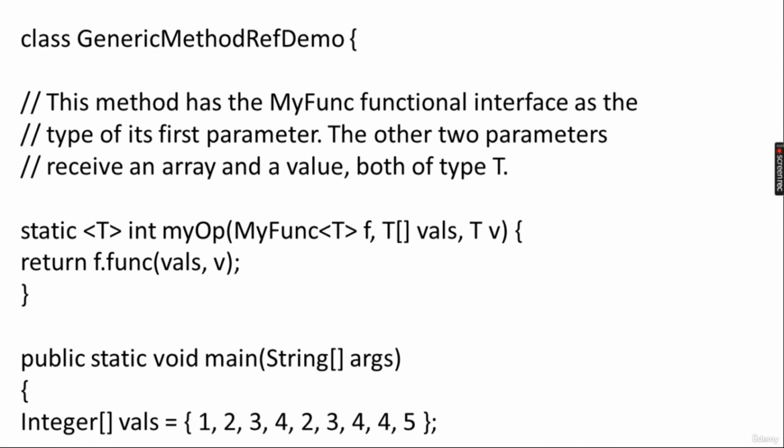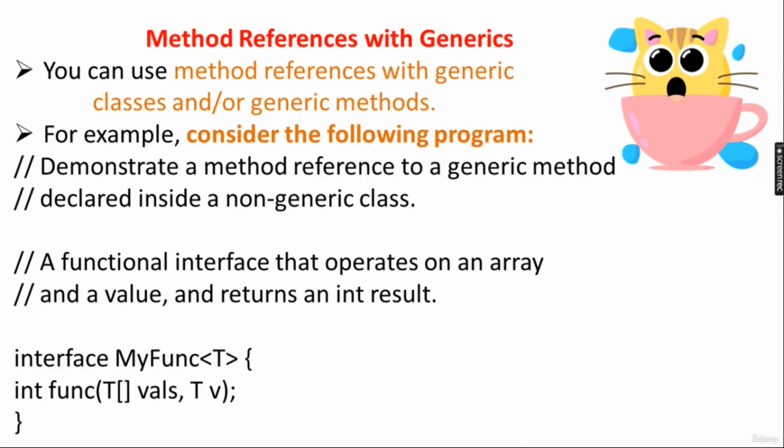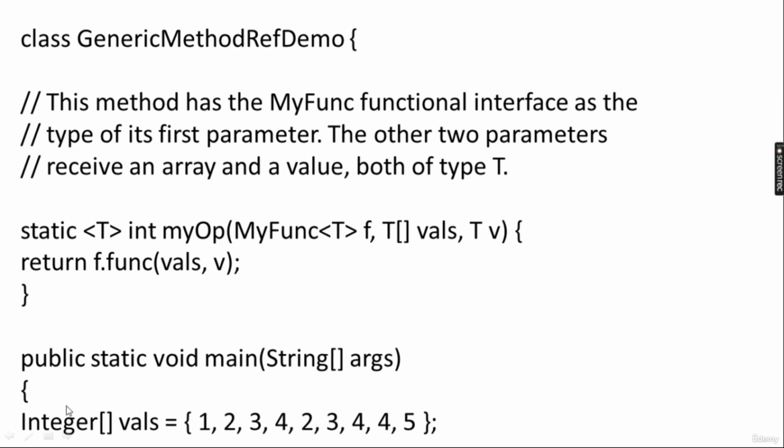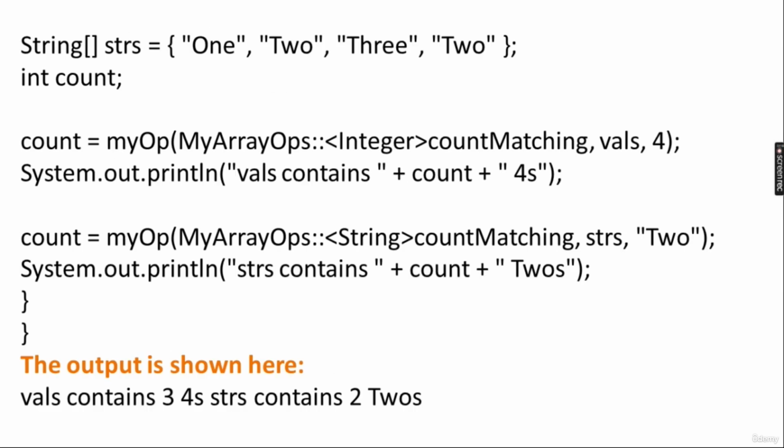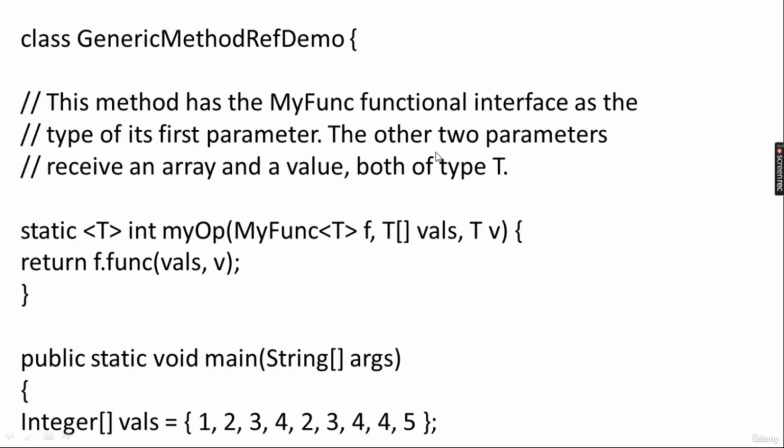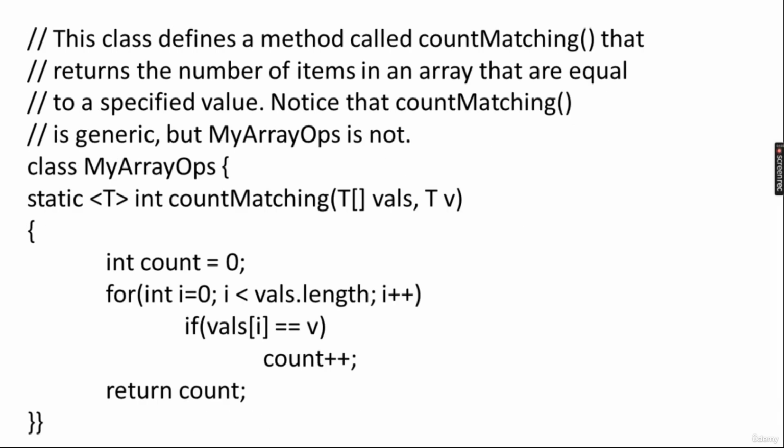And what will we be doing here? f.func. What is func? Func is the abstract method of our functional interface, and here we are passing the values and b. In the main method we will evaluate it like this. We are passing the method reference to a generic method. countMatching is a generic method.